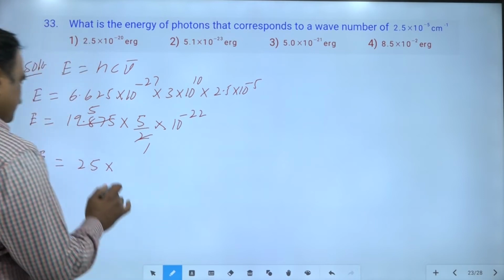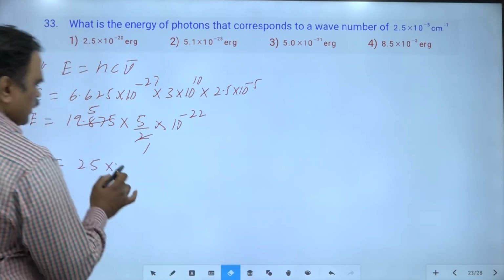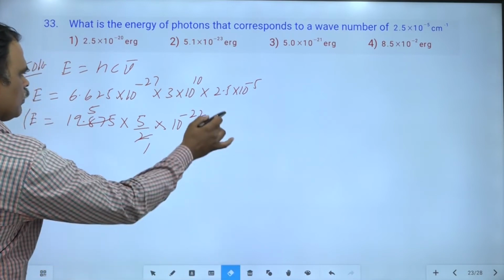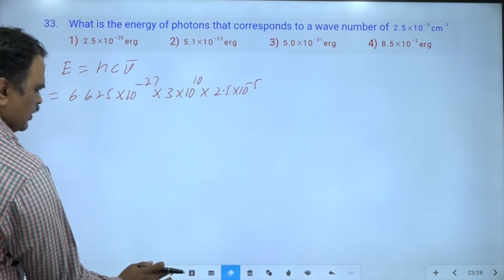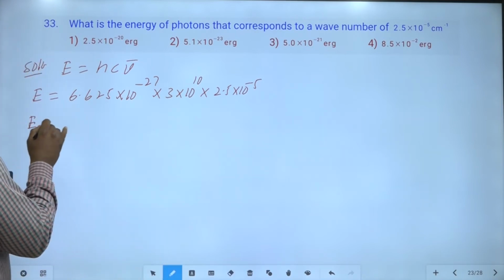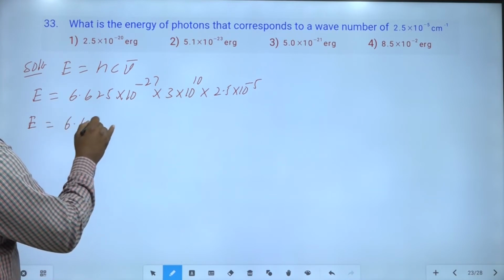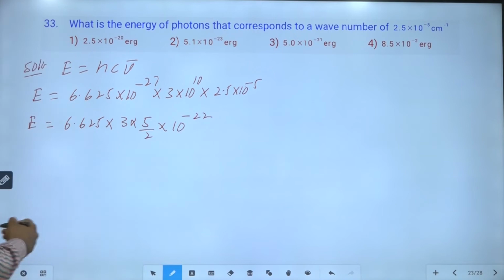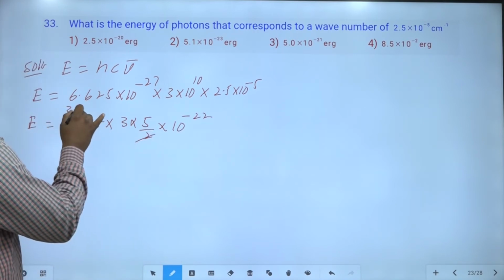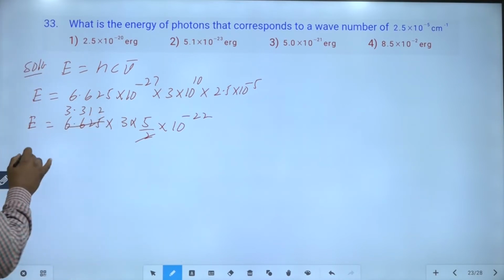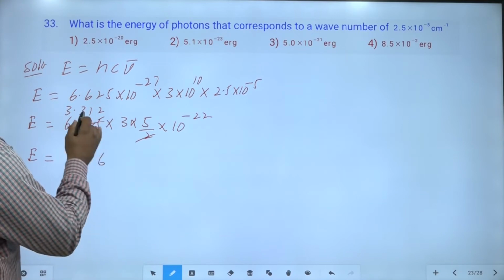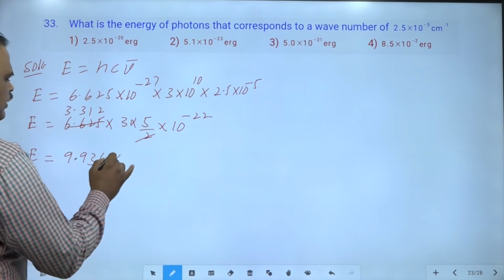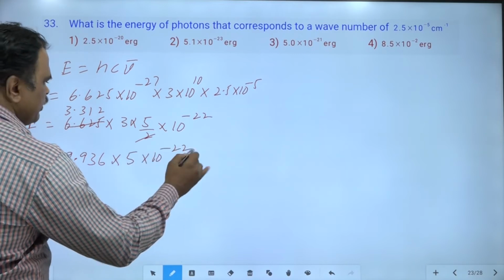We have to do the exact calculation because this option is not here. So now, E is equal to 6.625 into 3 into 5 by 2 into 10 power minus 22. 6.625 into 3 by 2 gives 9.9375, approximately 9.936, into 5 into 10 power minus 22.